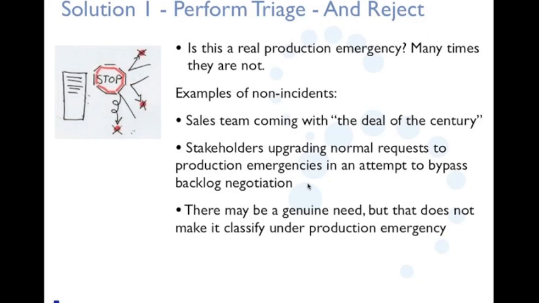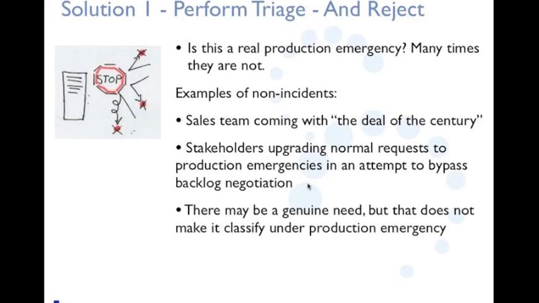This is not really a production emergency. Or in many cases, stakeholders are upgrading normal requests, normal requirements, to production emergencies as an attempt to bypass the typical backlog negotiation. If they have to put this request into the backlog, it will go through negotiation and get prioritized. So they take an easy road by saying that this is a production emergency, please take it up soon.